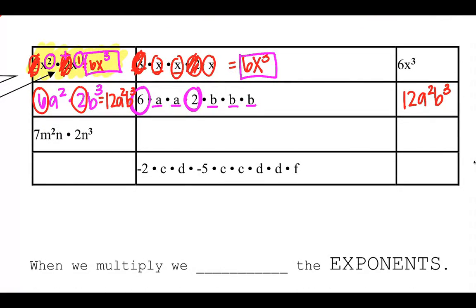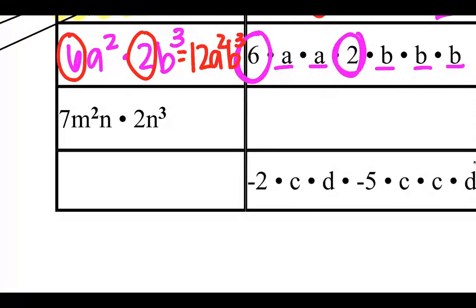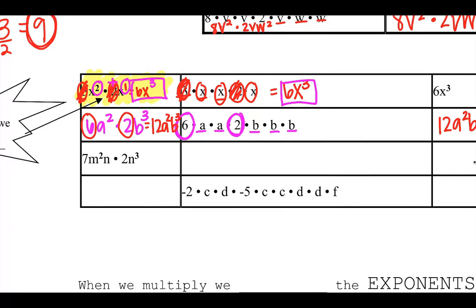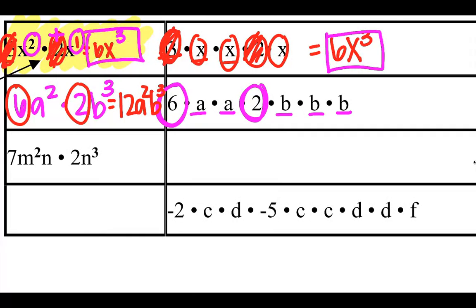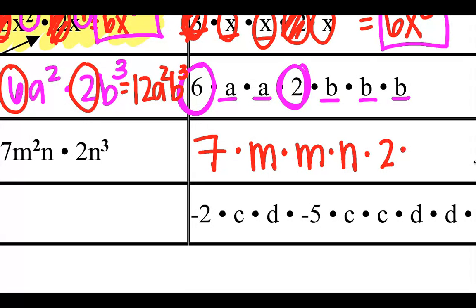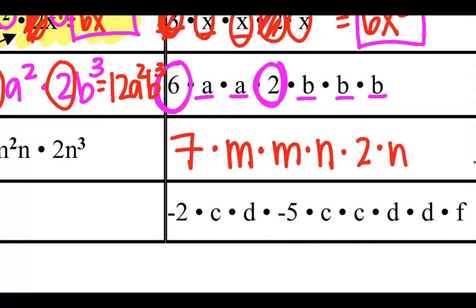Okay, I want you to try this one. We'll write this out in expanded form, and then I want you to put it into this form over here and get it as simplified as possible. So if I were to rewrite this in this expanded form, I've got 7 times, I've got 2 m's, so 1, 2, times I have 1 n, then I have the 2 times how many n's are going to go after that? 3. How'd you know that? The exponent tells me how many n's I have. So there it is in expanded form.